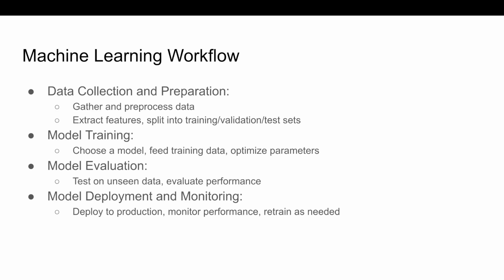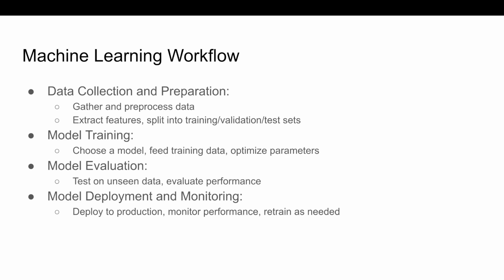4. Model deployment and monitoring. Integrate the trained model into a production system or application. Apply the model to make predictions on new, unseen data. Monitor the model's performance over time and collect feedback from users. Periodically retrain and update the model as new data becomes available.